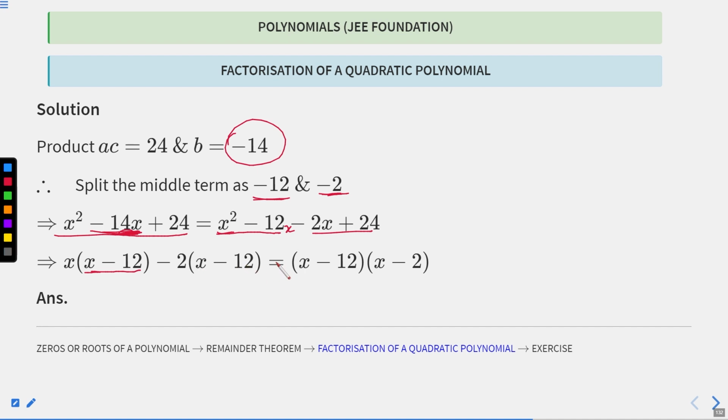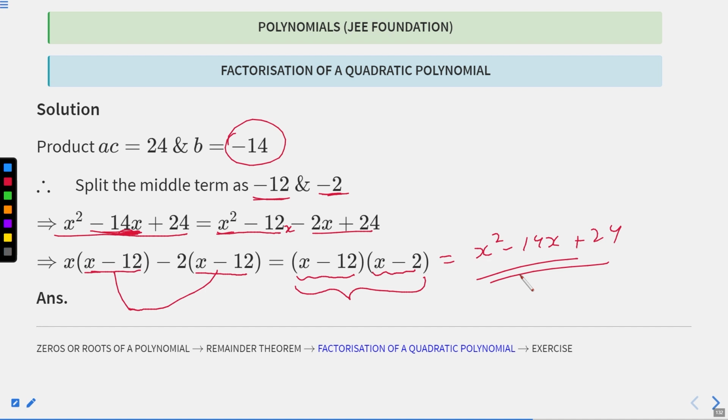So this is equal to, now taking this and this term, because these both terms are equal to each other, I can take the common term out. So I will be left with only x minus 2, and this is my common term. So my factorized form will look like this. And if you multiply these two linear polynomials with each other using the distributive law, you will eventually get your original form, which is x square minus 14x plus 24.